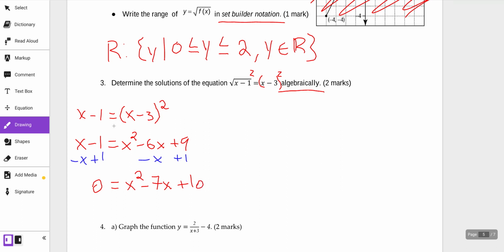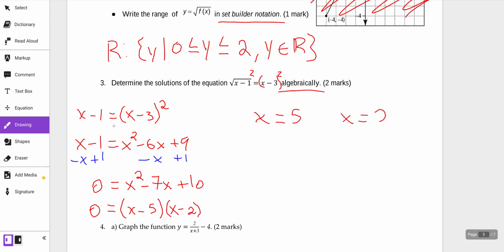To solve that, I needed to factor it. You could have done the quad formula. If you do the quad formula, make sure you get both positive and negative answers from the root sign. I would prefer you factor it. That would be x minus 5, x minus 2. So that's values that multiply to be positive 10 and add to be negative 7. That gives me my two solutions, x equals 5 and x equals 2.